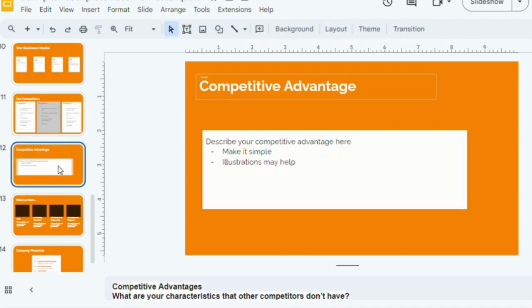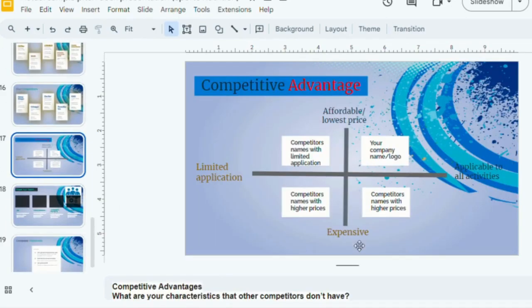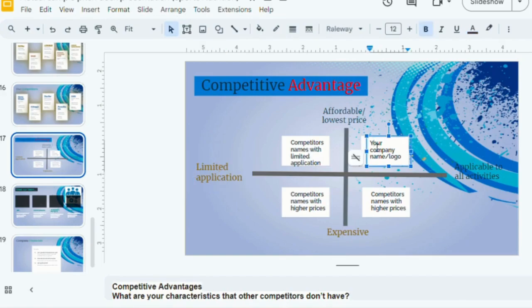Then, present a competitive landscape. A clear competitive landscape will look like this. You need to show that your company is the most competitive in terms of affordability, services, pricing, applications. These are just examples, as different businesses have different approaches.